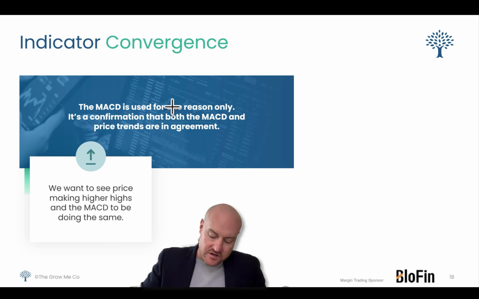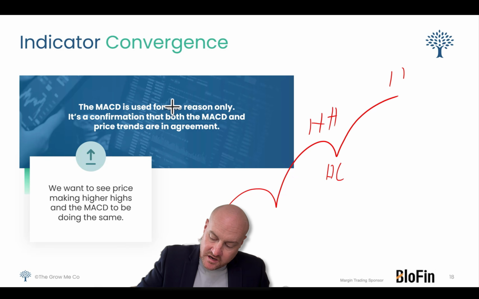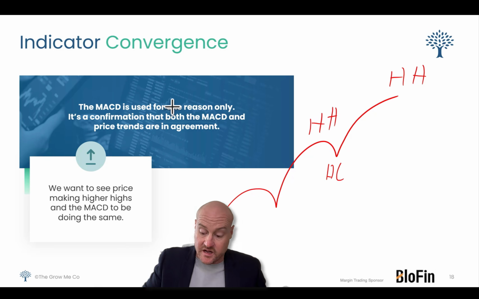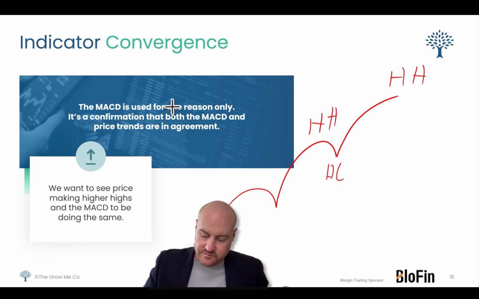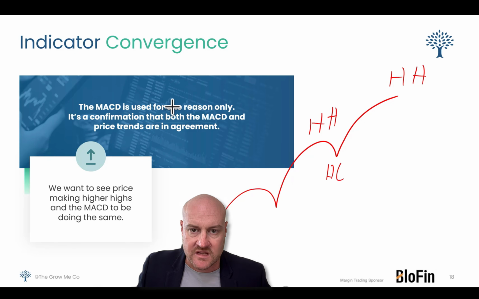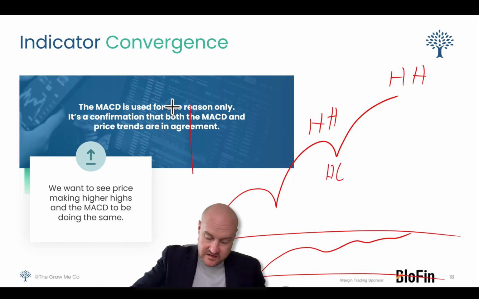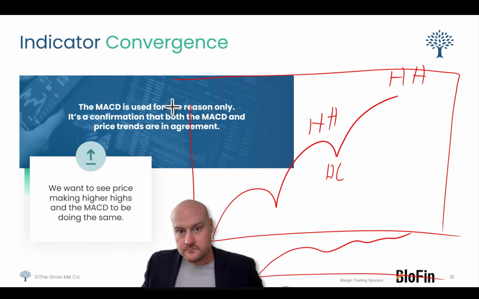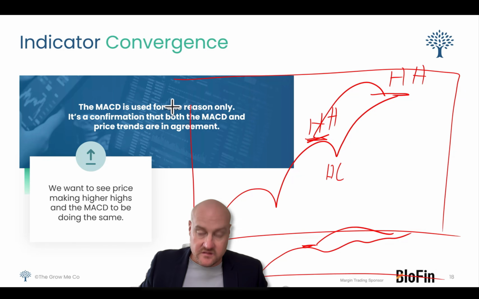So if I've got an uptrend, right? Here we have an uptrend. We've got higher highs and a higher low. Yeah, higher high. And there's our higher low. So we've got an uptrend with a higher high and a higher low. Now, what I want the MACD to be doing is simply exactly the same. I'll say that again. What I want my MACD to be doing is exactly the same. There's my MACD down there. Here's my chart, right? If price is making a higher high, which it has done, I want the MACD to be doing the same.